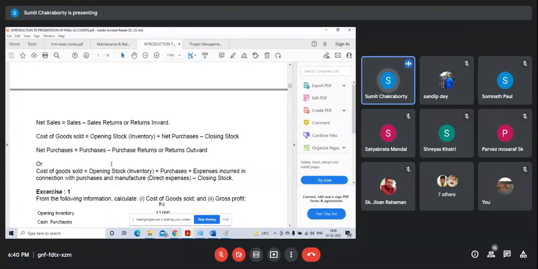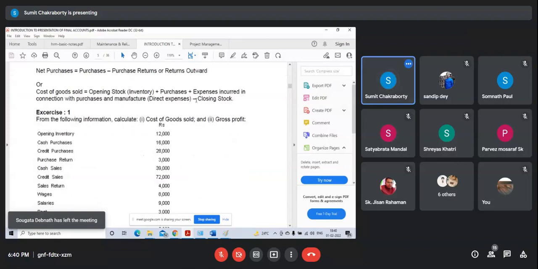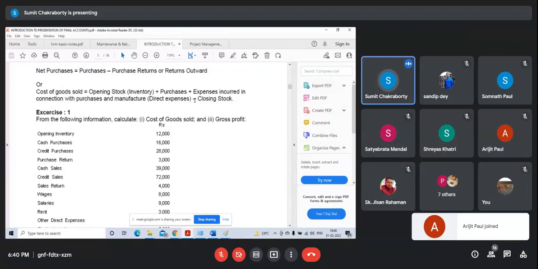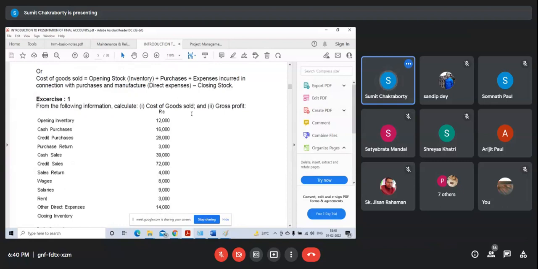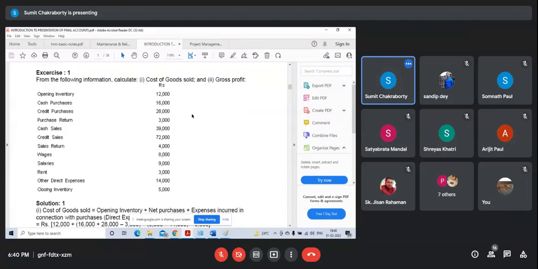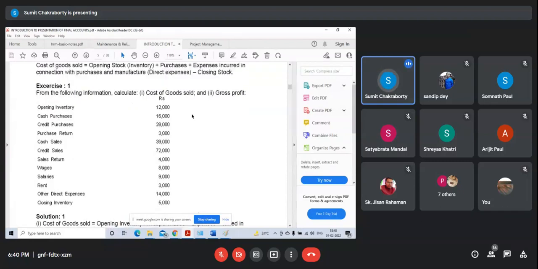Or cost of goods sold equals opening stock or inventory plus purchases plus expenses incurred in connection with purchase and manufacture, that is direct expenses, minus closing stock. So minus closing stock means if we treat it on the debit side, it is less. And that is why we take it to the right hand side, that is on the credit side, to give it a positive sign. So let us take an example.